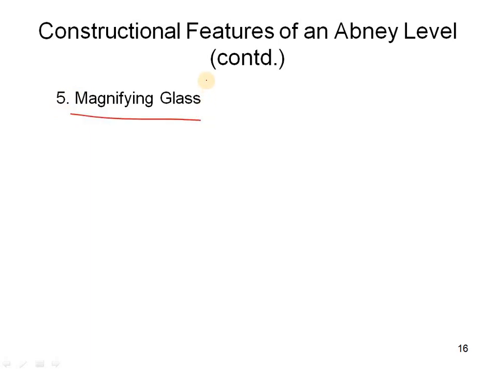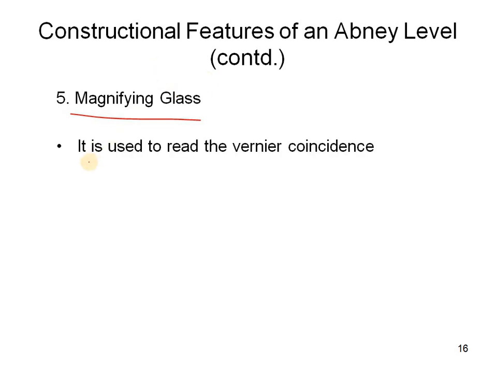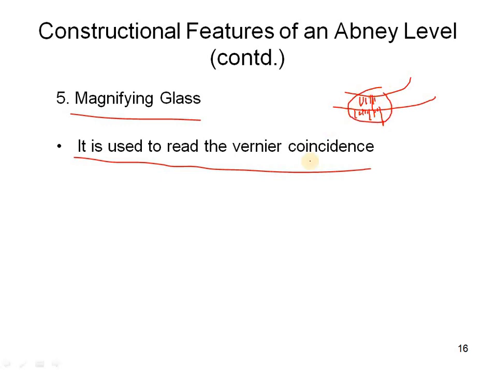Magnifying glass. This magnifying glass is very important. It is used to read the vernier coincidence. That means the vernier scale is like this, you can see the readings. Another scale will be there, this is the main scale. If any reading coincides with this reading, then that is called vernier coincidence.